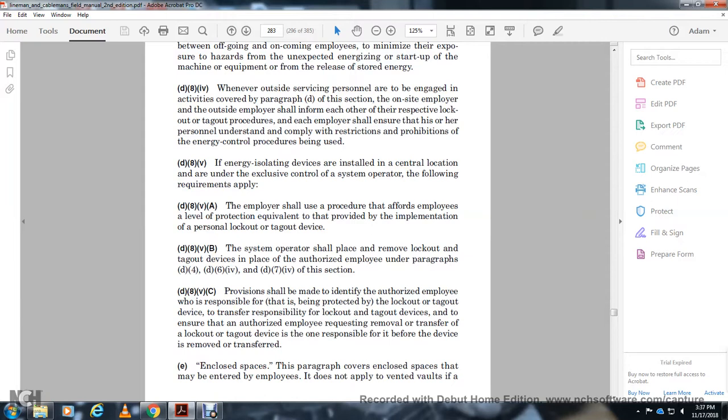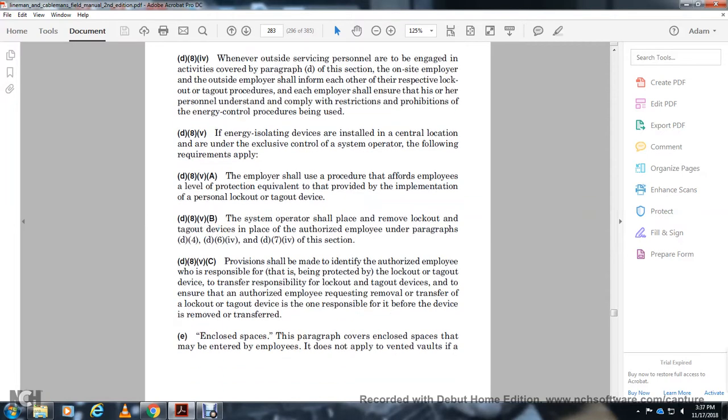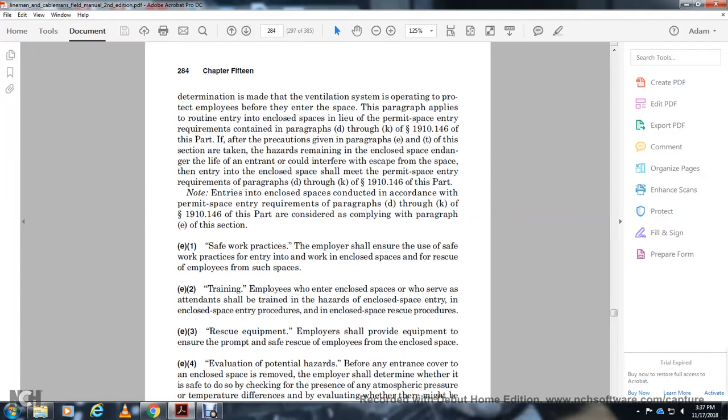Enclosed spaces. This paragraph covers enclosed spaces that may be entered by employees. It does not apply to vaults, where a determination is made that the ventilation system will protect the employee before they enter the space. The paragraph applies to routine entry into enclosed spaces. Permit space entry requirements contain paragraphs D through K of 1910.146, with the precautions given in paragraphs E and T of this section.